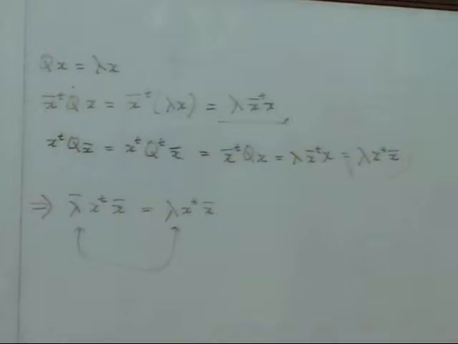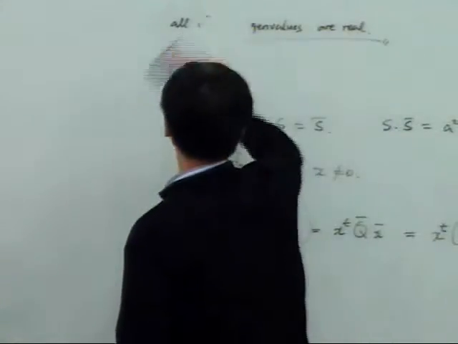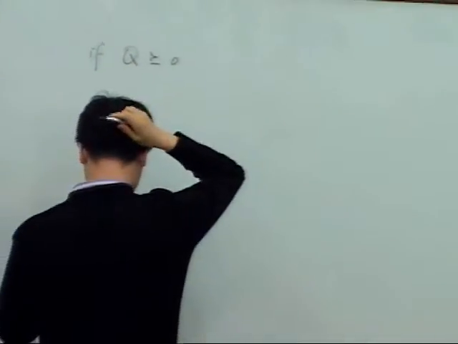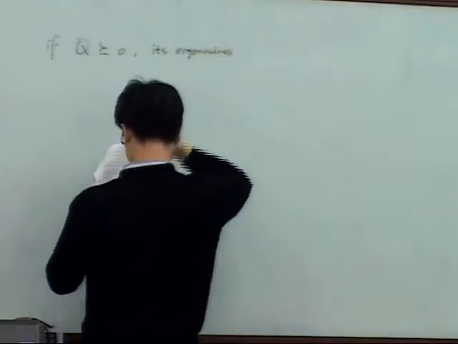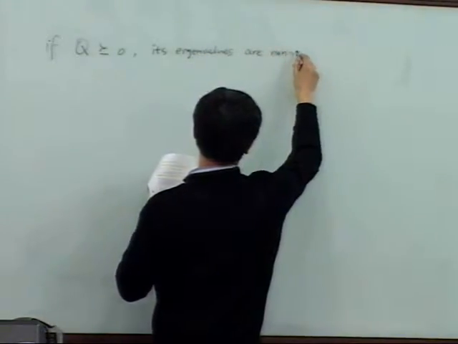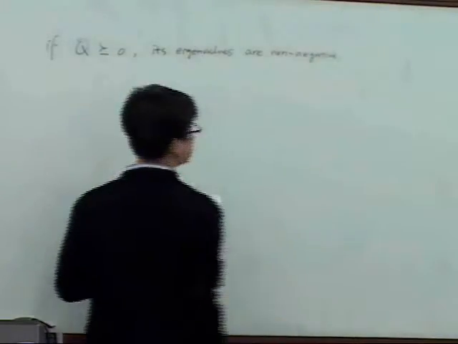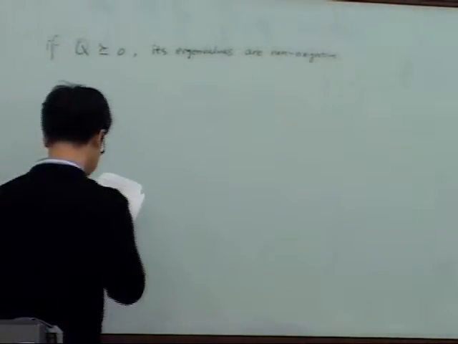Okay. Another thing to mention is if a square matrix Q is positive semi-definite, then its eigenvalues are non-negative, which is greater than or equal to 0. Let's prove it.